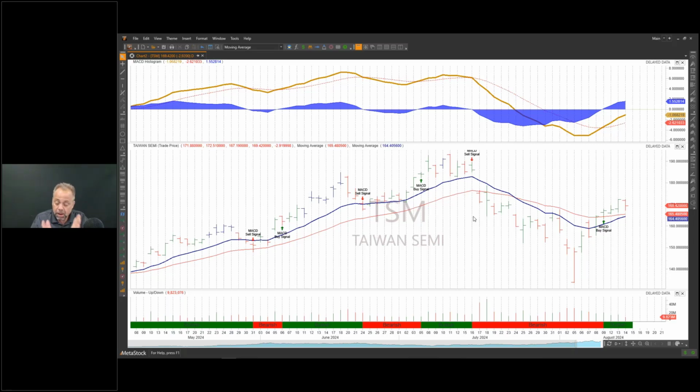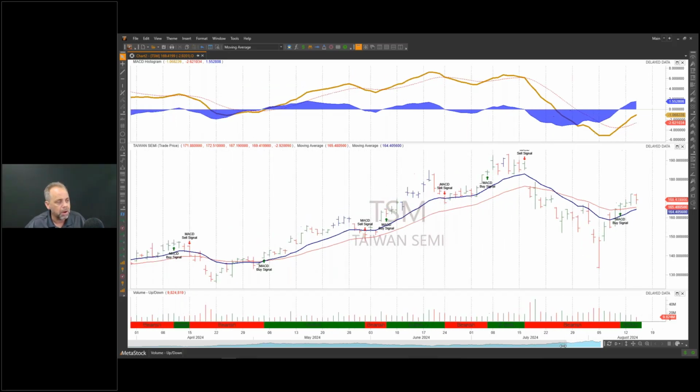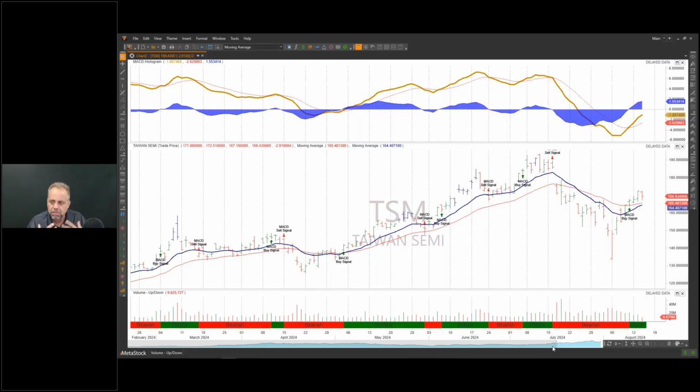Now, because we're comparing two moving average systems, a shorter term moving average and a longer term moving average, let's go back a little on TSM here and talk about what that means. This might be a little basic for you, and I apologize if it is, but we'll talk a little about what that means.